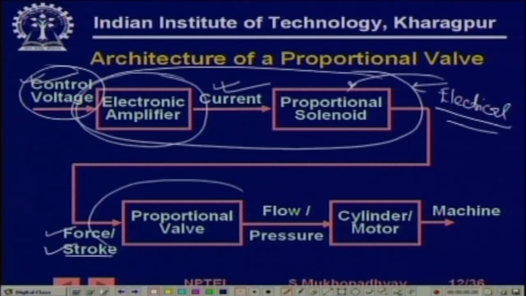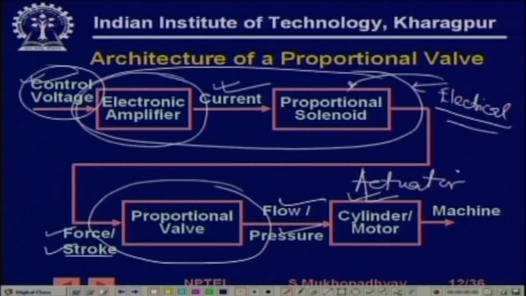This is the hydraulics. If you create a force or stroke on the spool, you will get a corresponding flow or pressure, and that flow or pressure can be applied to the actuator finally, which is connected to the actual load which you want to move, the machine. So this is the cylinder or the motor. This is the typical structure of a proportional valve.